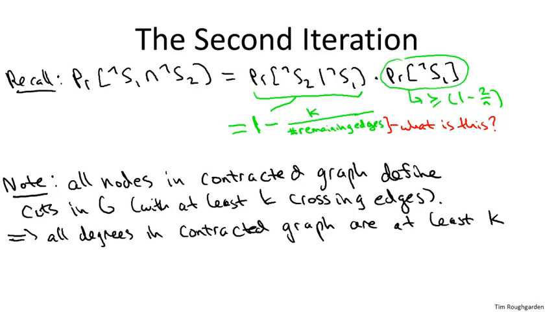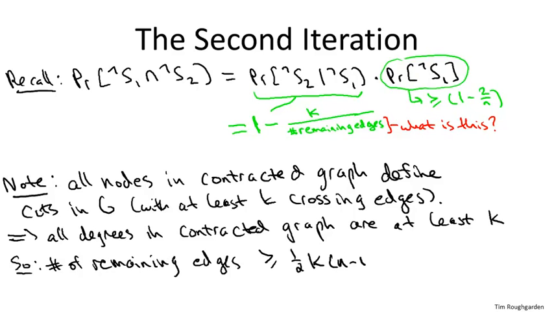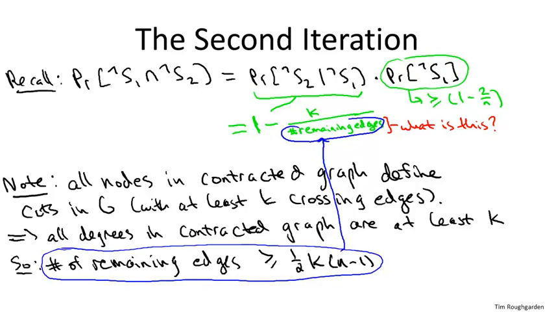So just like in the first iteration, now that we have a lower bound on the degree of every single vertex, we can derive a lower bound on the number of edges that remain in the graph. The number of remaining edges is at least 1/2 times k times the number of vertices, that's because when you sum over the degrees of the vertices, you double count the edges, and we just argued that the degree of each vertex is at least k in this contracted graph, and we know there are exactly n minus 1 vertices left in the graph at this point.